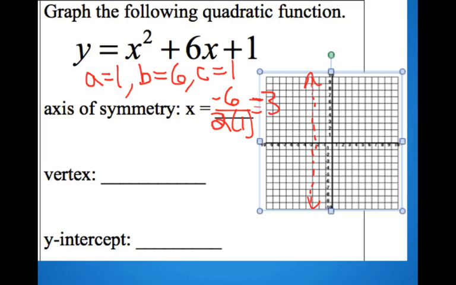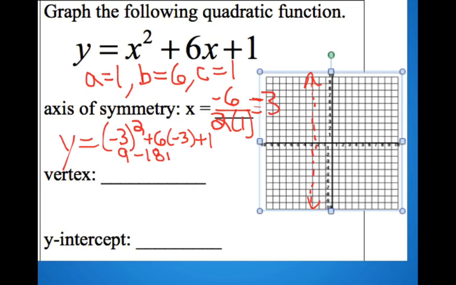So that's the first thing. And then if we want the vertex, we just have to plug in that negative 3 in for all of the x's. So that's going to be negative 3 squared plus 6 times negative 3 plus 1. So that would be 9 minus 18 plus 1, and that would be negative 8. So you just put the two together, so that's an x-coordinate of negative 3 and a y-coordinate of negative 8. So we can plot that. So negative 3, negative 8 would be right here.